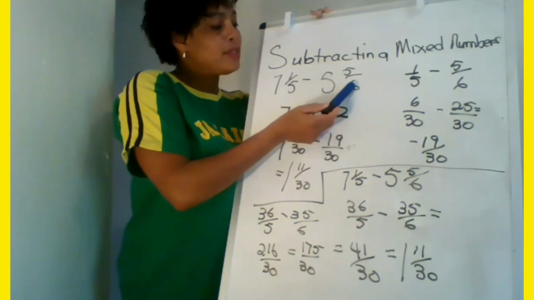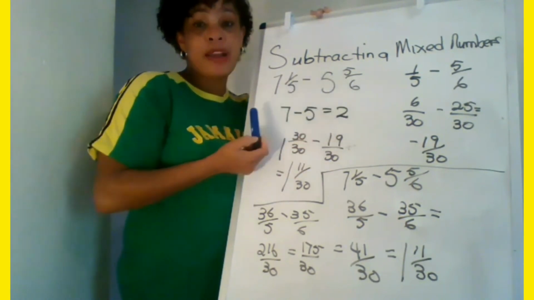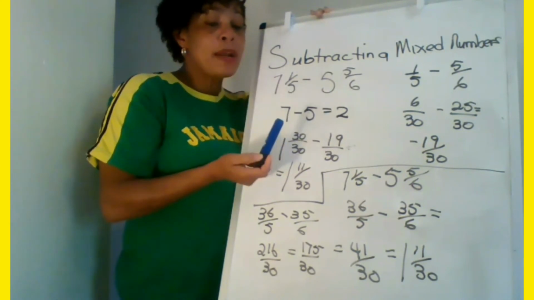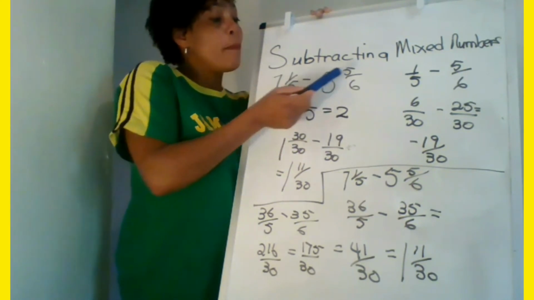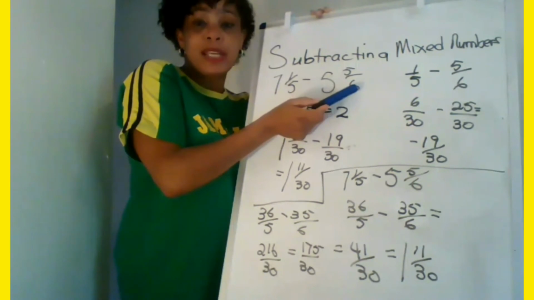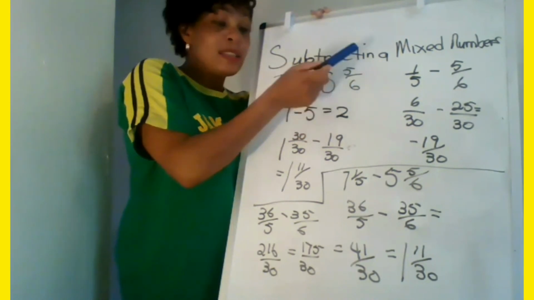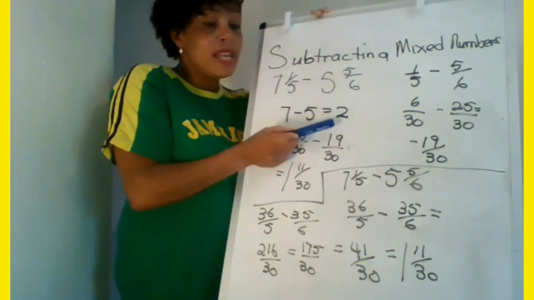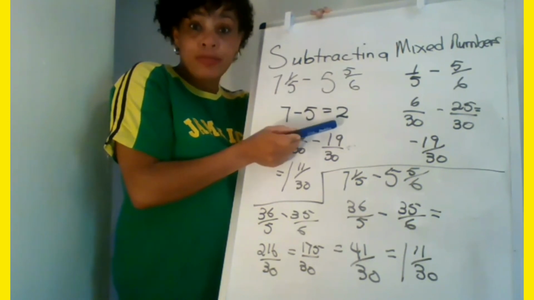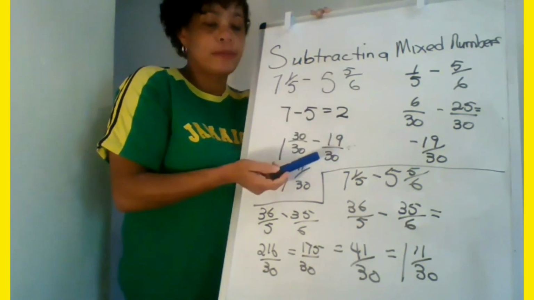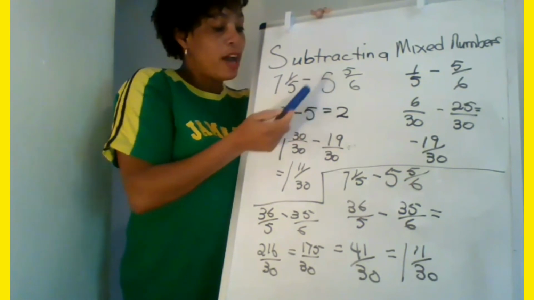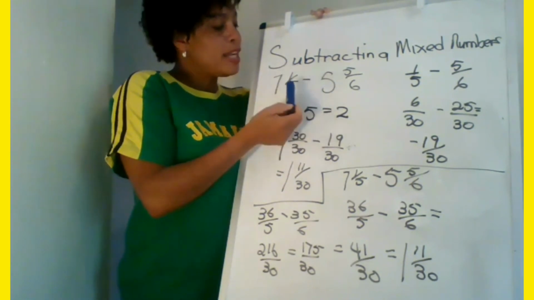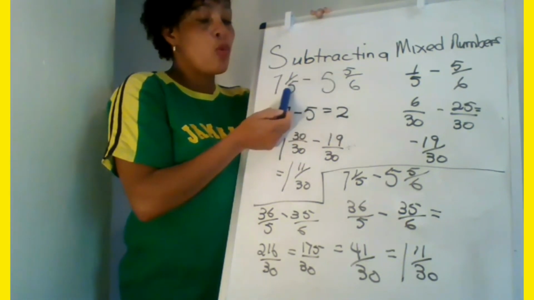Now I have 1/5 and I need to take away 5/6. The problem I might find is that 1/5 is not big enough for me to take 5/6. If that is what is happening in the end, it means I have to cut up one of this cake to get another piece of it. So 7 take away 5 is 2. Now I need to take away 5/6 from 1/5.